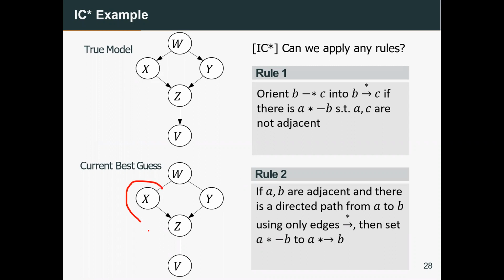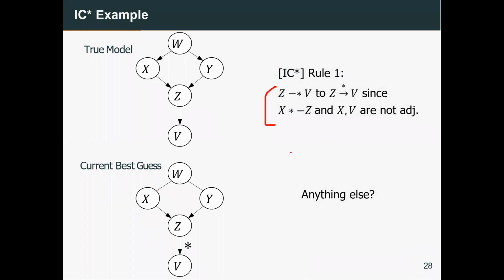And it's because of this path C or XCV, because basically we don't know anything about this edge here, but we can learn that, actually, let me go to the next slide because I've written it out here. Since all of these conditions are true, we can change this Z to go to V with a directed path. And that turns out to be the only additional thing we can do with the IC star for this particular graph.